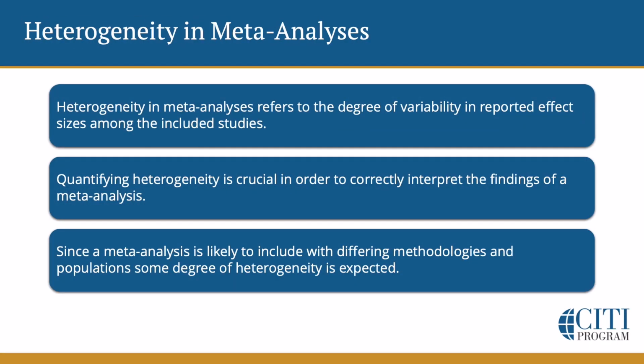So the concept of heterogeneity in meta-analyses is a very important one. And heterogeneity in meta-analyses simply refers to the degree of variability in the reported effect sizes among the included studies. Now, quantifying heterogeneity is crucial in order to correctly interpret the findings of a meta-analysis. And since a meta-analysis is likely to include studies with differing methodologies, different populations, there's some degree of heterogeneity that is going to be expected in a meta-analysis.